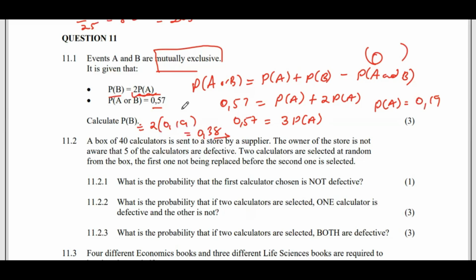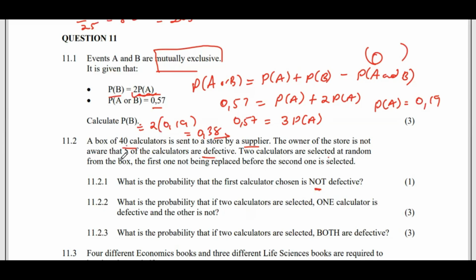Okay. Then 11.2, they're telling us a box of 45 calculators is sent to a store by a supplier. The owner of the store is not aware that 5 of the calculators are defective. 2 calculators are selected at random from the box, the first one not being replaced before the second one. What is the probability that the first calculator chosen is not defective?